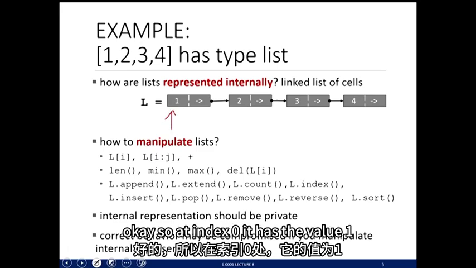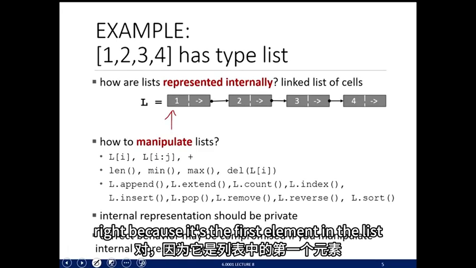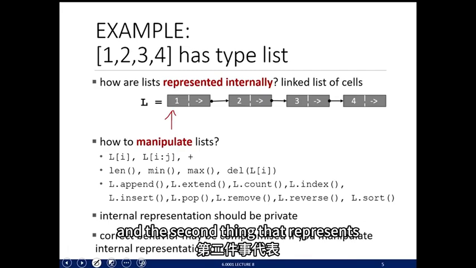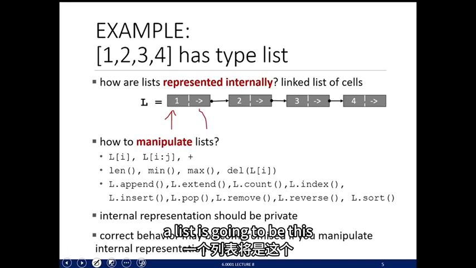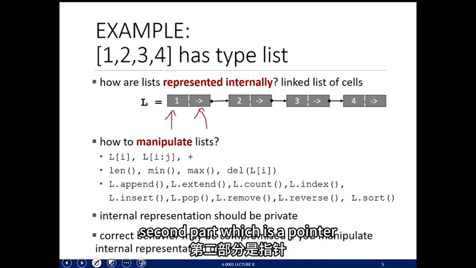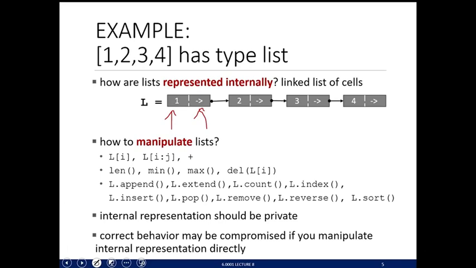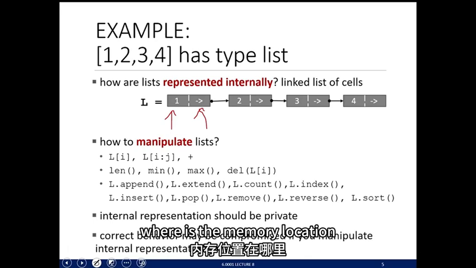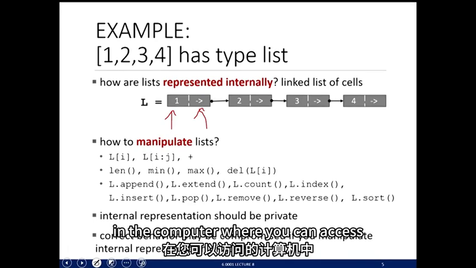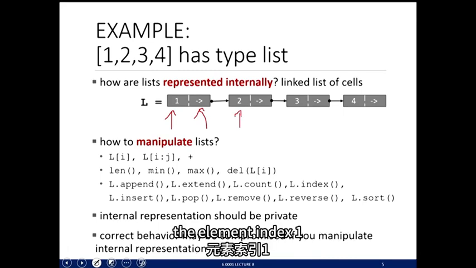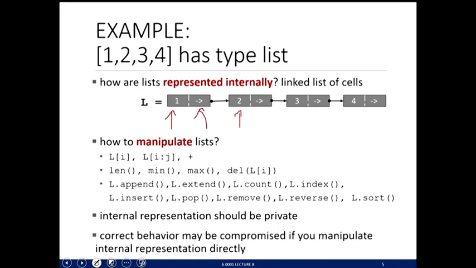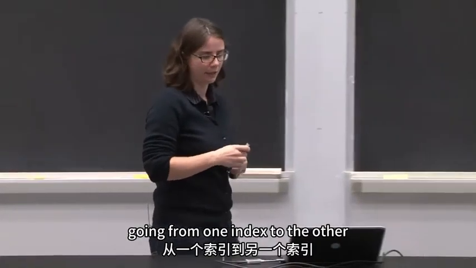Okay? So at index 0, it has the value 1, right, because it's the first element in the list. And the second thing that represents a list is going to be this second part, which is a pointer. And internally, this pointer is going to tell Python where is the memory location in the computer where you can access the element at index 1. So it's just essentially going to be a chain going from one index to the other.